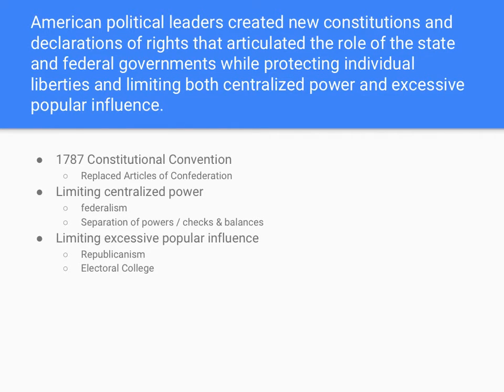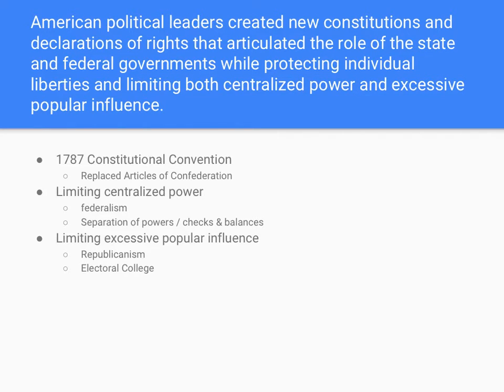And then checks and balances are the powers that each branch has over the other branches, so that each branch can make sure that the other branches are following the rules. An example of checks and balances would be the president's ability to veto legislation created by Congress. So that's an example of an executive check on the legislative branch. Another example would be judicial review, the idea that the Supreme Court has the ability to interpret the constitutionality of legislation, and so that is a judicial check on the legislative branch.